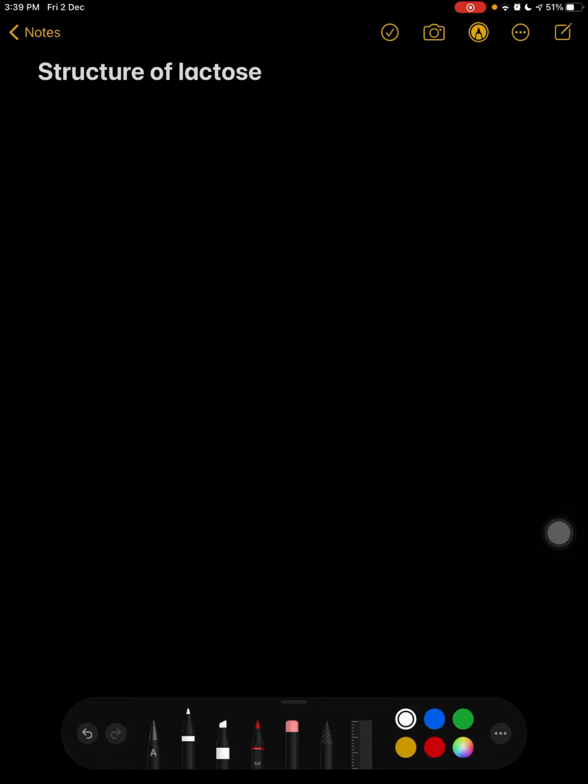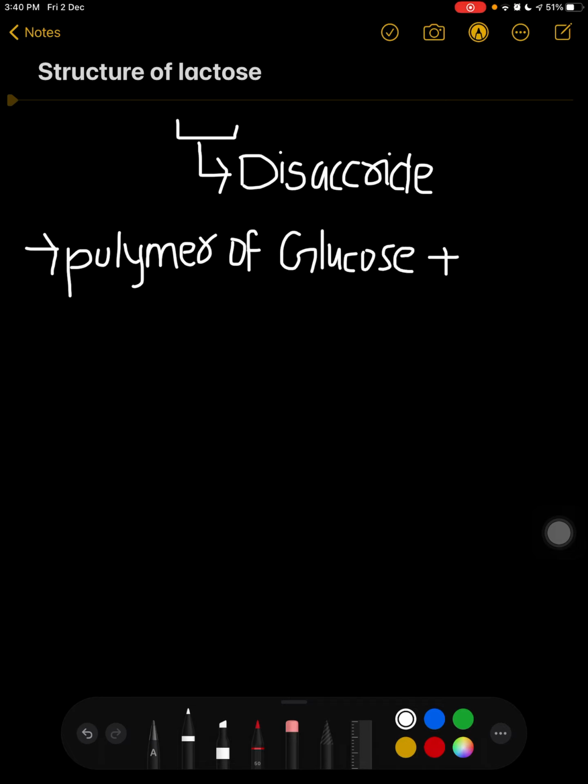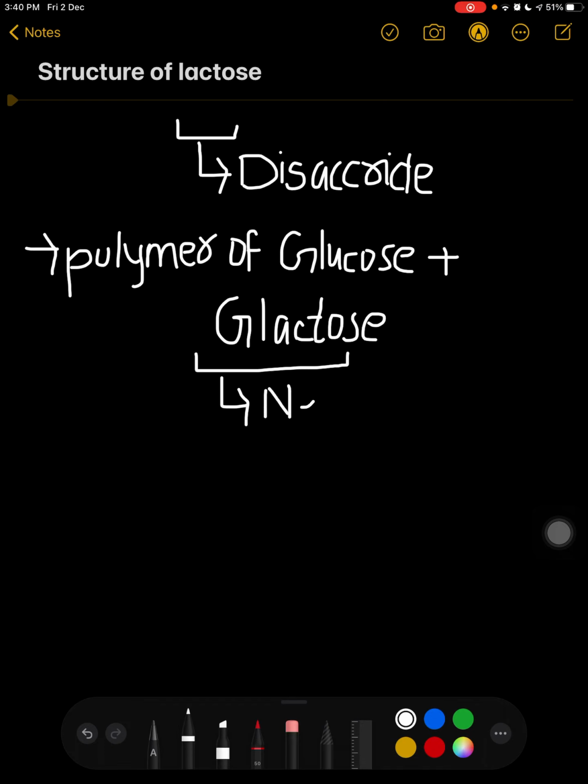So today we will be looking into the structure of lactose. Let's look at what lactose basically is. Lactose is a disaccharide. It is a polymer of glucose and galactose. This lactose is basically known as nerve sugar.